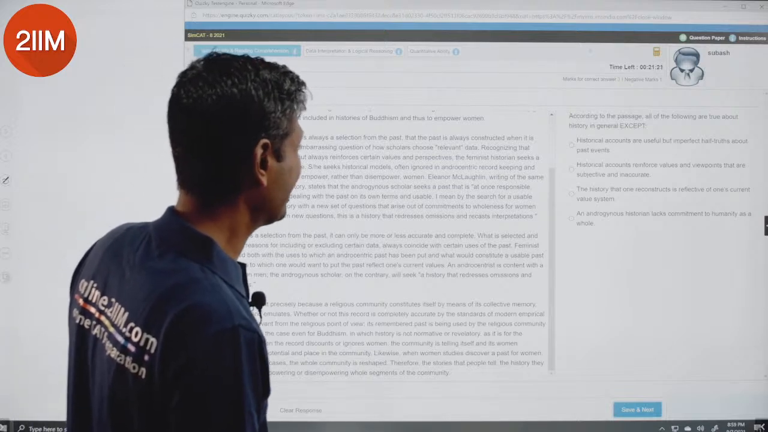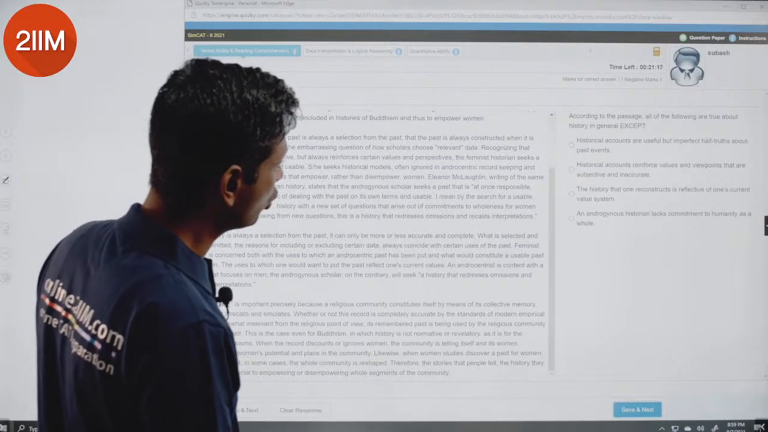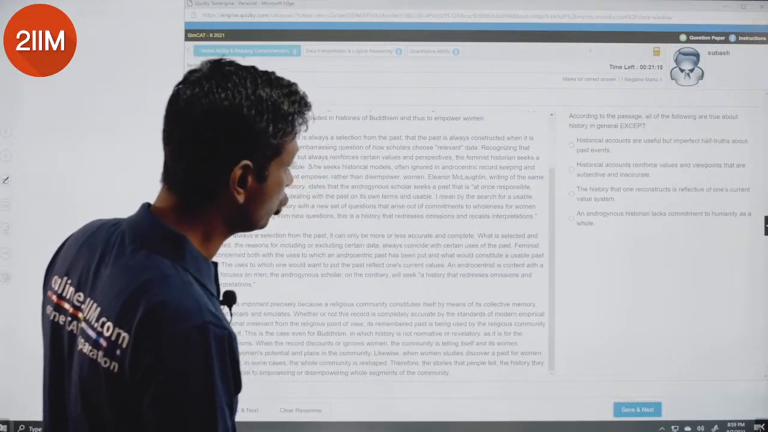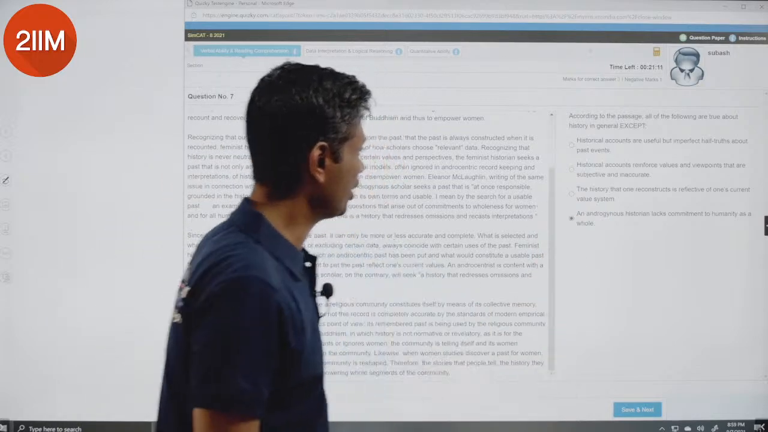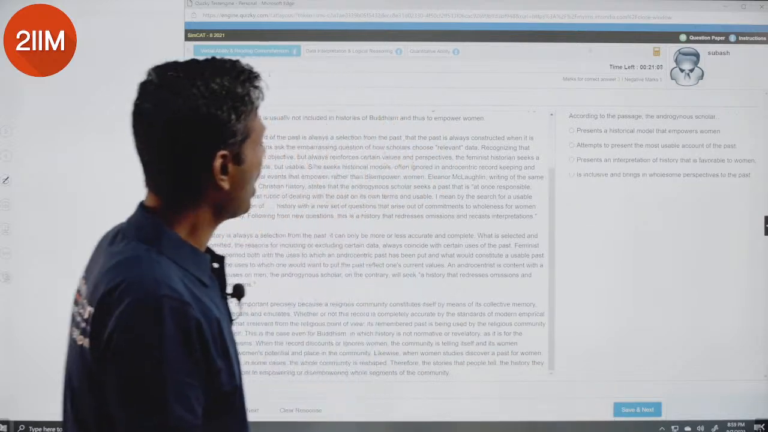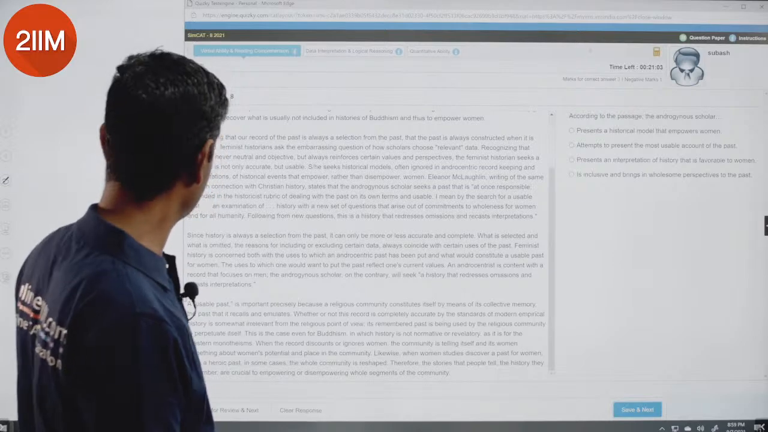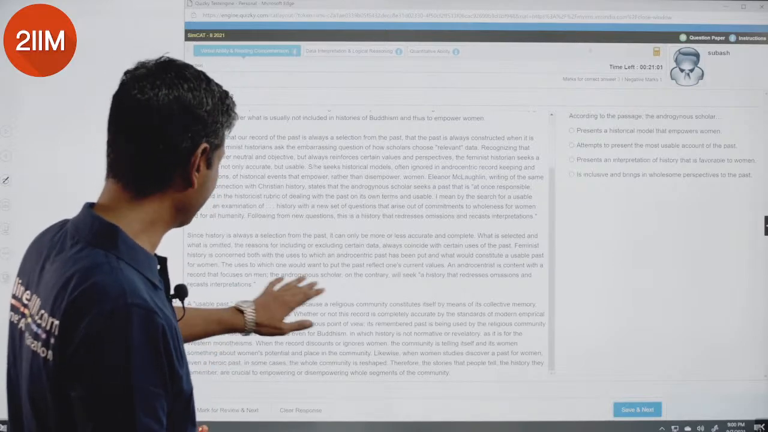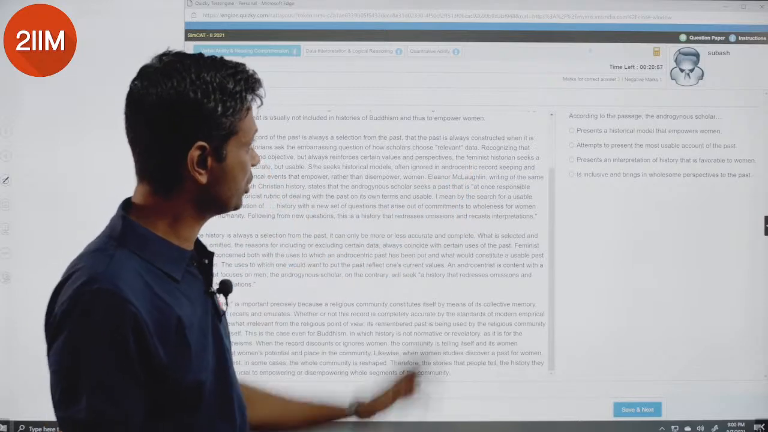So history that one reconstructs is reflective of one's current value system. That is true. An androgynous historian lacks commitment to humanity as a whole. I've not said it anywhere. It's not saying the lack comes from an easy choice. According to the passage, the androgynous scholar presents a historical model that empowers women, not necessarily that redresses omissions and recasts interpretations. Probably yes, but that's not the objective.